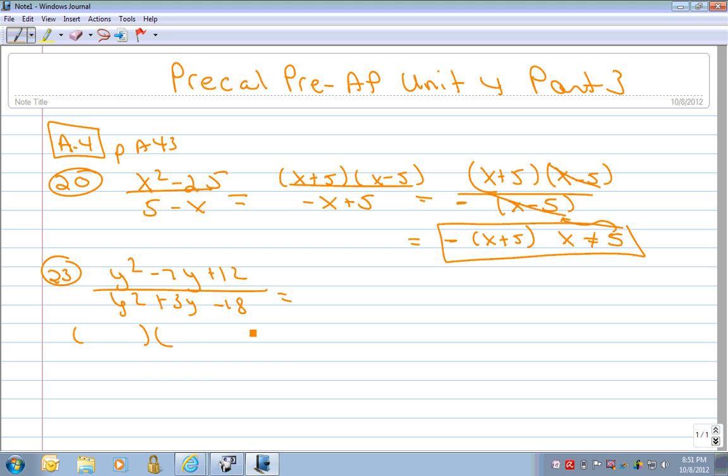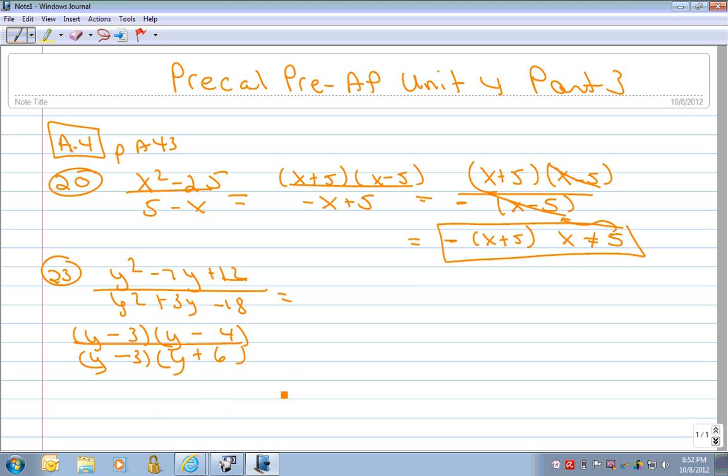So at the top, we would factor a y and a y. We need to multiply to 12, add to negative 7. I believe that would be 3 and 4. Both would be negative. Then on the bottom, we are going to also do y and y, and multiply to negative 18, add to 3. That would be 3 and 6. 6 would be positive. The 3 would be negative.